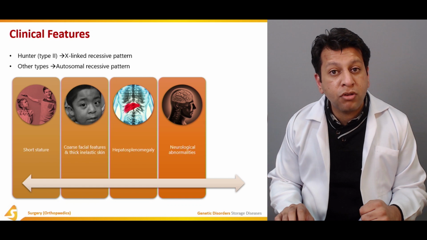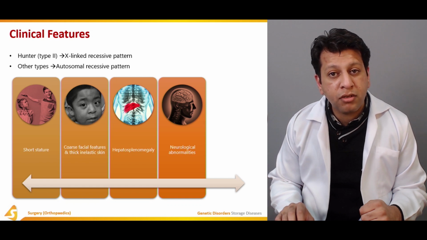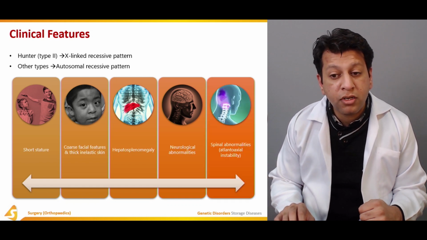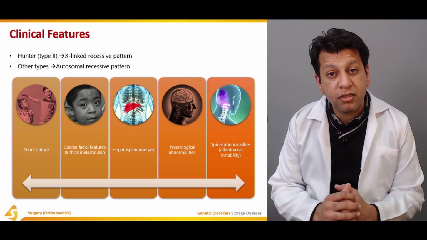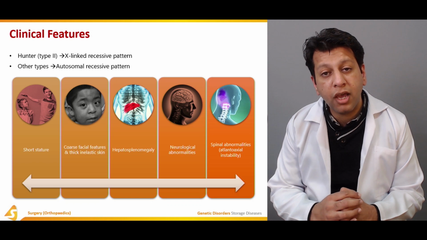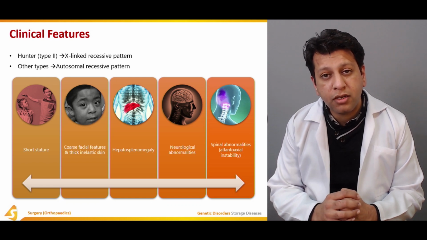Then they may be associated with hepatosplenomegaly. There may be associated neurological abnormalities. These patients may have mental retardation as well. And then spinal abnormalities, especially of the cervical spine. These patients usually have associated atlantoaxial instability.